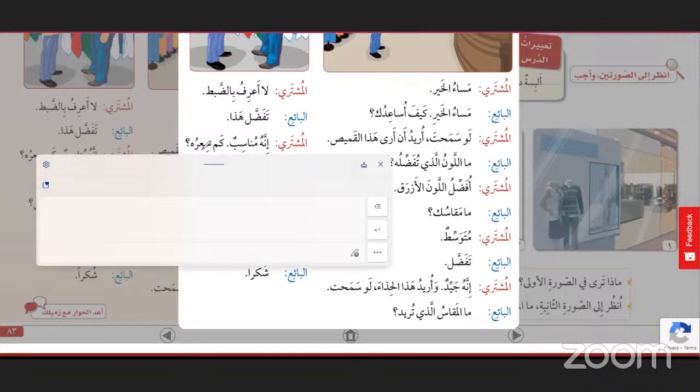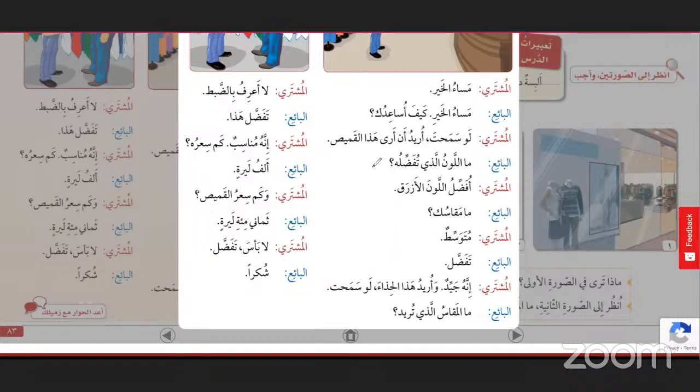ما اللون الذي تفضله? What color do you prefer? ما اللون الذي تفضل? What is the color that you prefer? الذي by itself can mean that. So, ما اللون الذي تفضل? What is the color that you prefer? Okay, what color do you prefer?